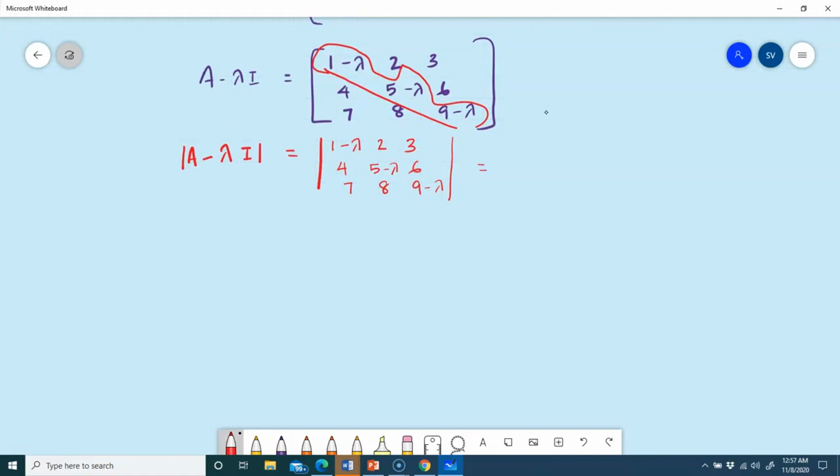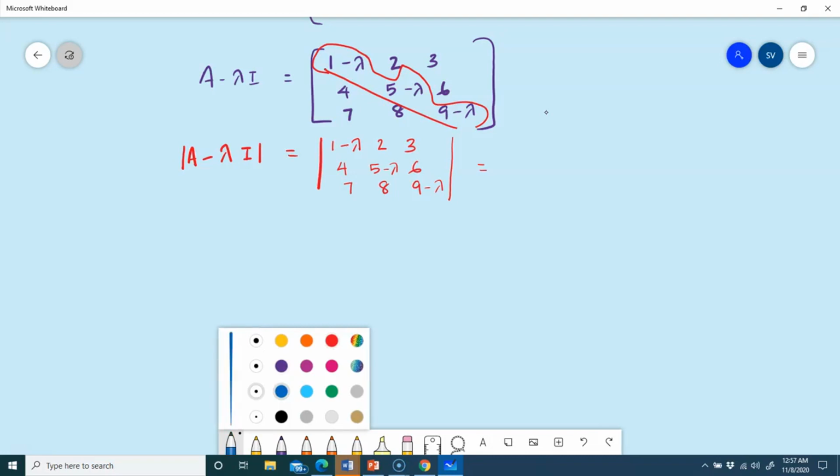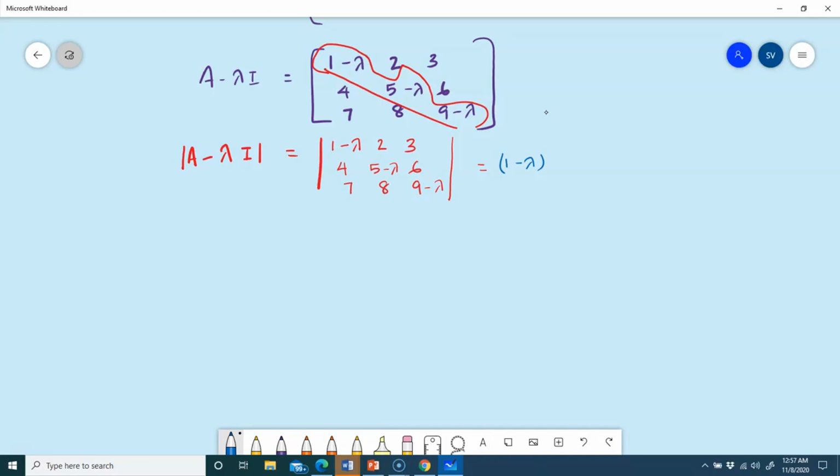Take the first row and expand along that row. That will be 1 minus lambda times the minor matrix, where you hide the first row and the first column: 5 minus lambda, 6, and 8, 9 minus lambda. Then minus 2 times the determinant, where you hide this column and this row, the remaining is 4, 6, 7, 9 minus lambda. Then plus the last number, 3, times the minor matrix, hiding this column and this row: 4, 5 minus lambda, and 7, 8.